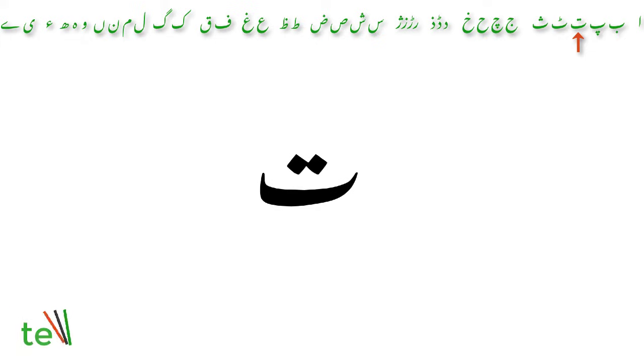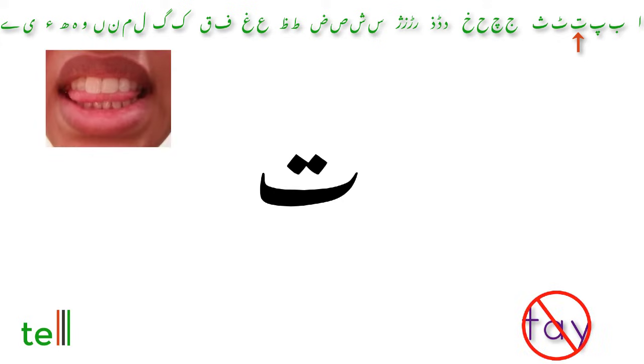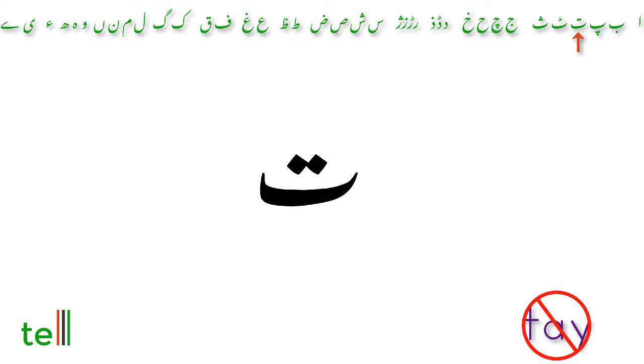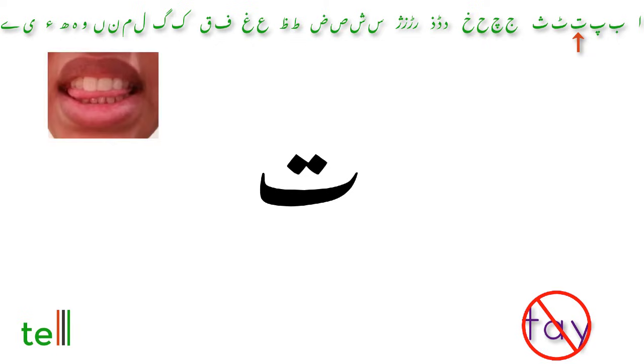Te. So you shouldn't just say te, because it's te. Te is made by taking the front part of your tongue and laying it along the back part, basically behind the set of your top teeth.